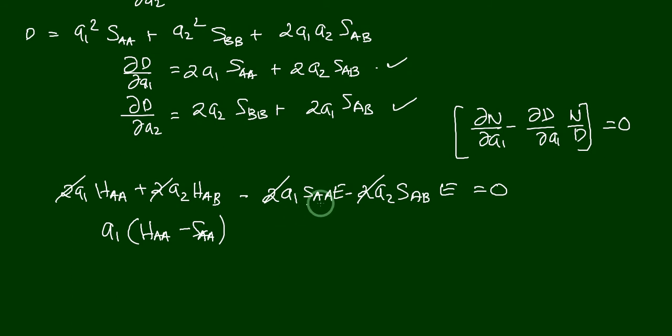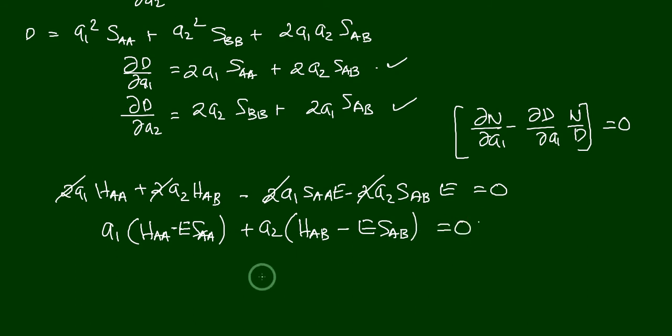N by d is E. So we have to multiply these two terms with E. So one E is also here. We can write SAA into E, or E into SAA. So a1 into HAA minus E SAA plus a2 into HAB minus E SAB is equal to 0.